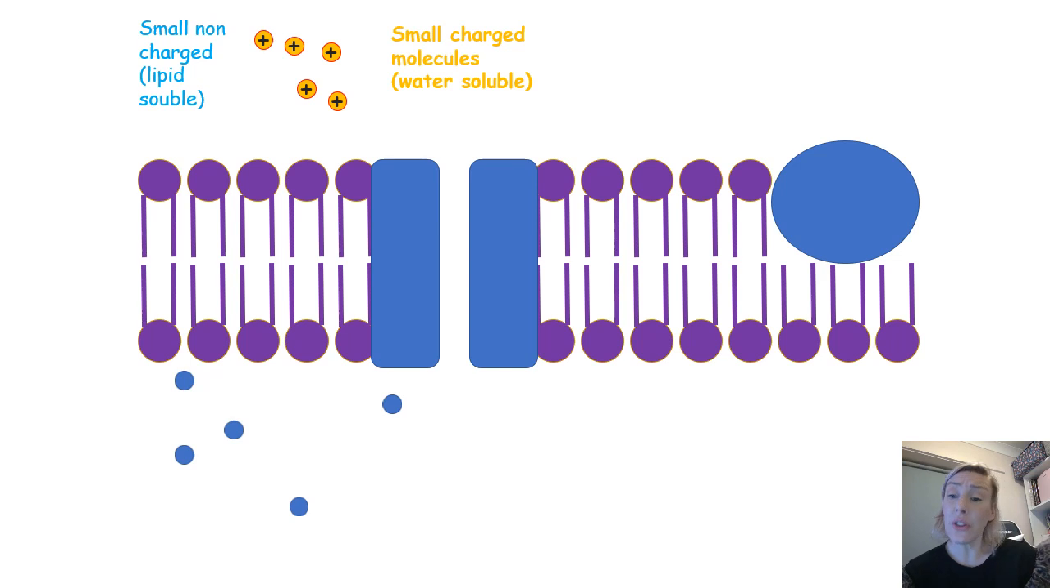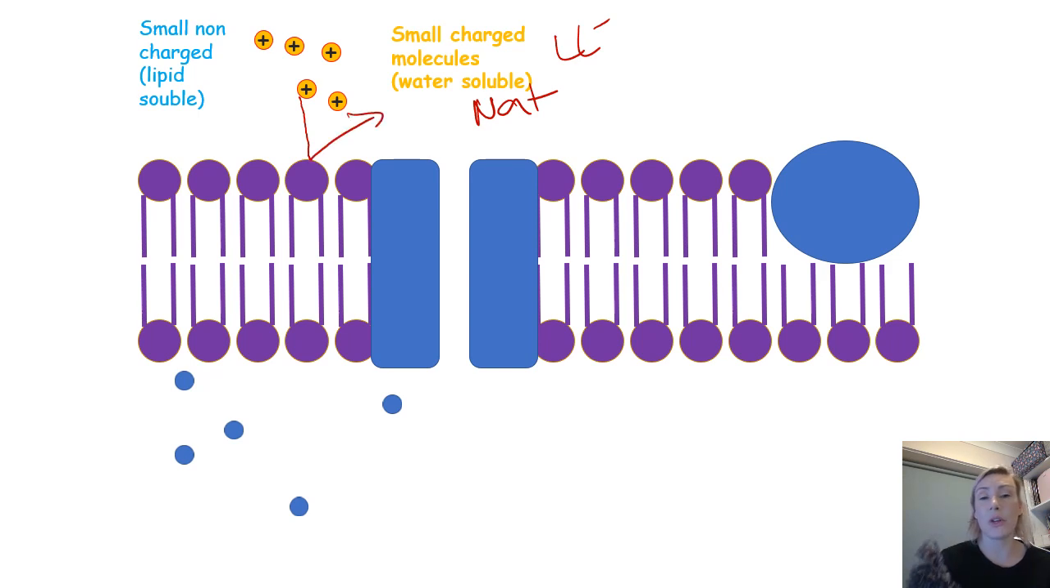I'm going to introduce another small molecule. Well, not molecule, small ions these would be. So if you've got small charged molecules, just something simple like an ion, like a sodium plus, they have a charge. I'll try another one as well, like a chloride ion. They have a charge, and because they have a charge, they would not be able to move through the phospholipid bilayer. They might try to, but they wouldn't be able to because of the charge.